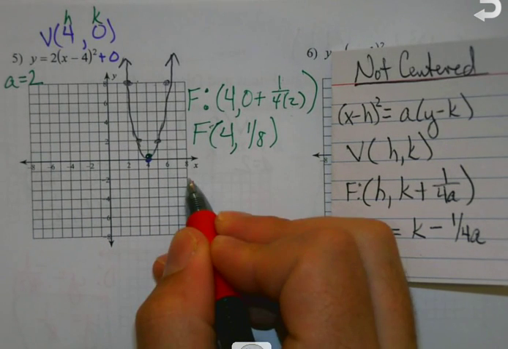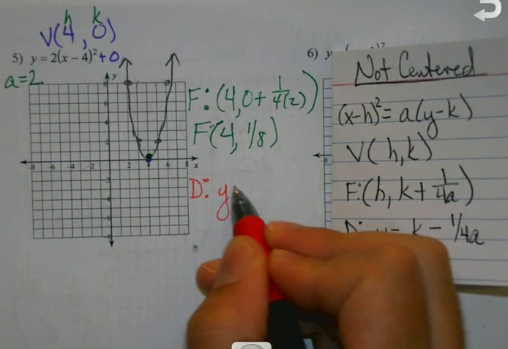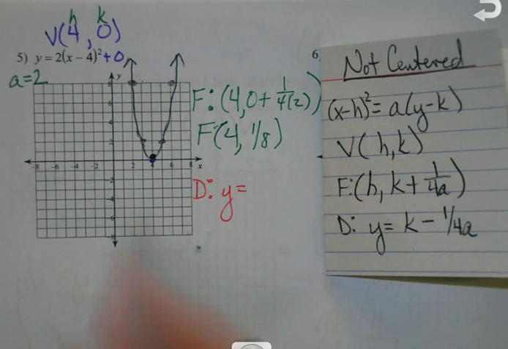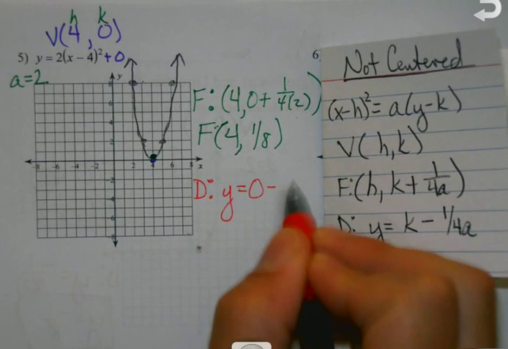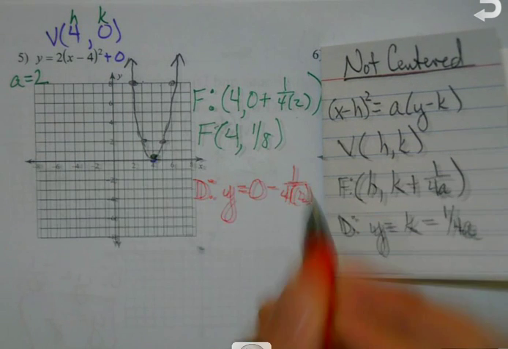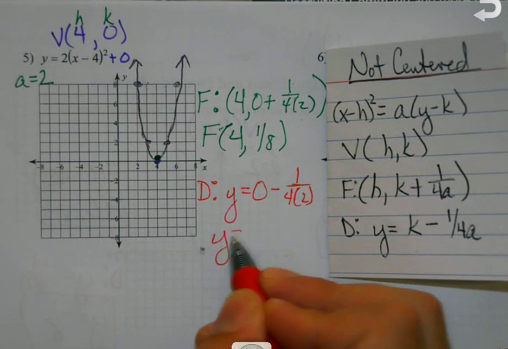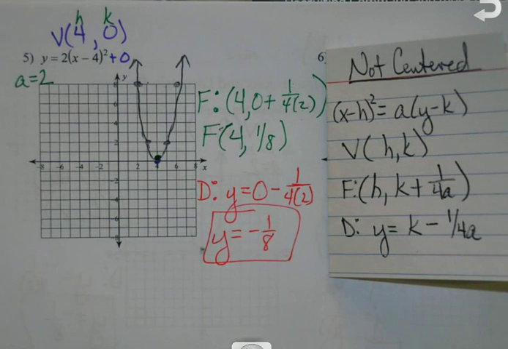And then my directrix is y equals, oops, I'm moving that out of the way here, k, which is 0 in this case, minus 1 over 4a. And then I start looking like, oh, well, that's 1/8. 0 minus 1/8 is just negative 1/8.